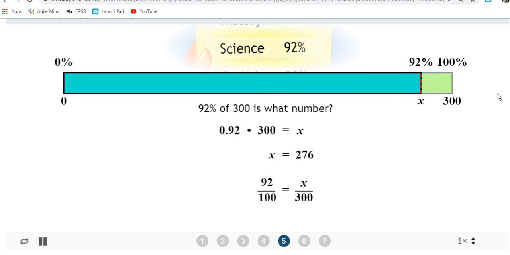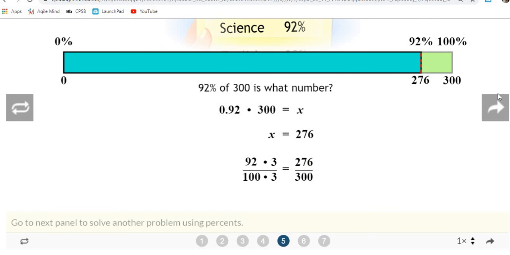Now they're going to show us how they did it proportionally. And found it. What method do you like better, the equation or the proportion? Equation. I do too. Some people like this better though. They know 100 has to be multiplied by 3 to get 300, so they multiply the top by 3.